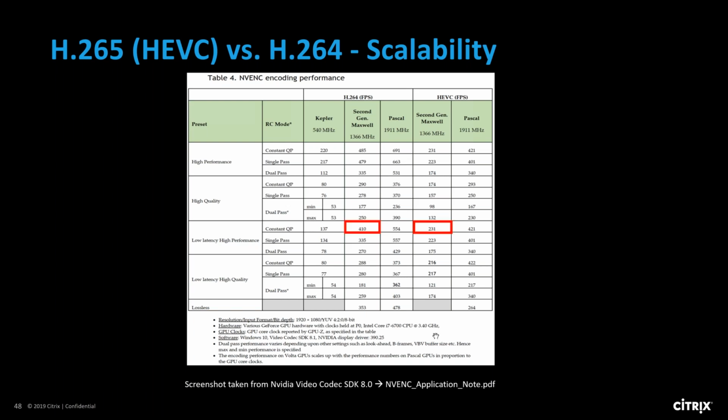There's the overlay of the second generation Maxwell, for example, 410 frames in H.264, compared then to the Pascal ones, 554 to 421. It's a little less. But in my experience, as I told you, that was not the limiting factor. But pay attention, you can monitor it.